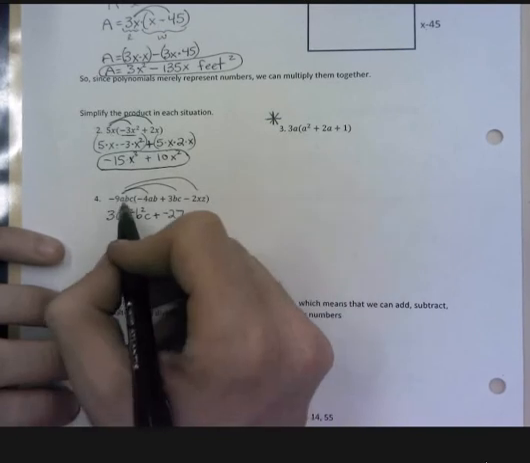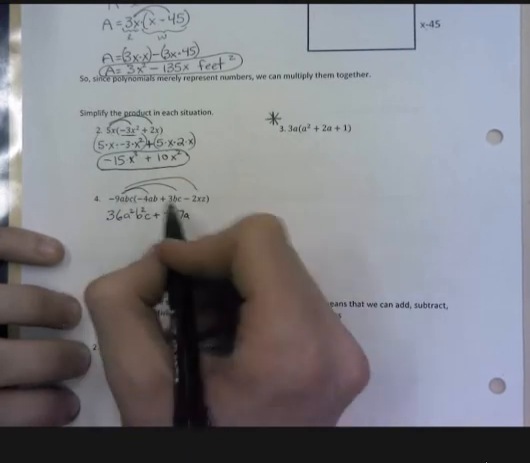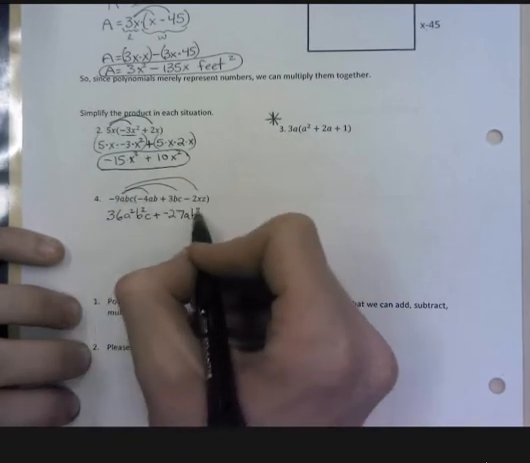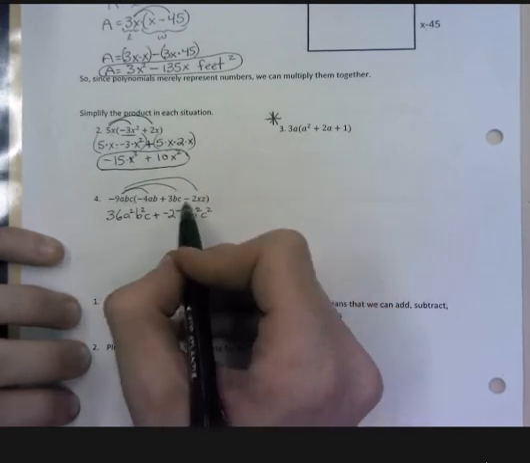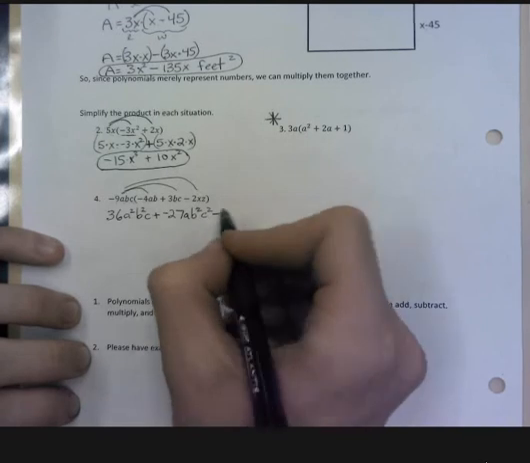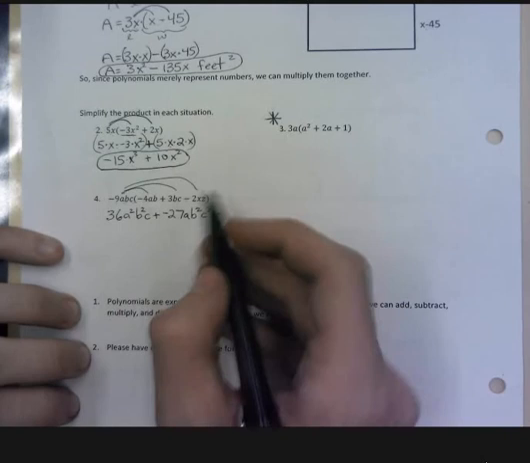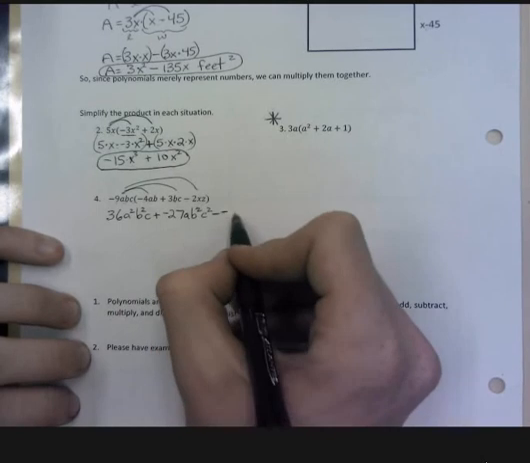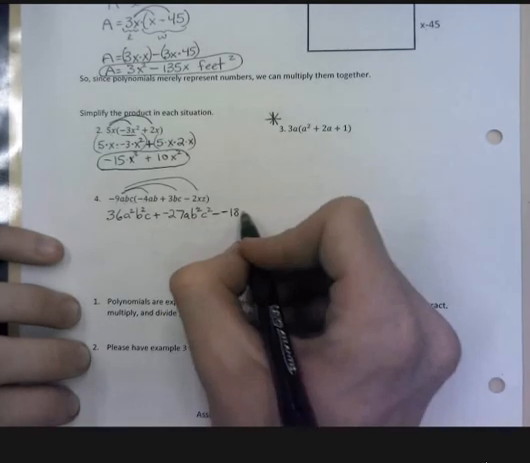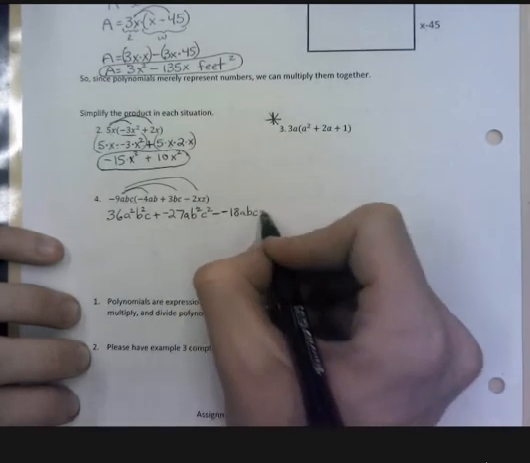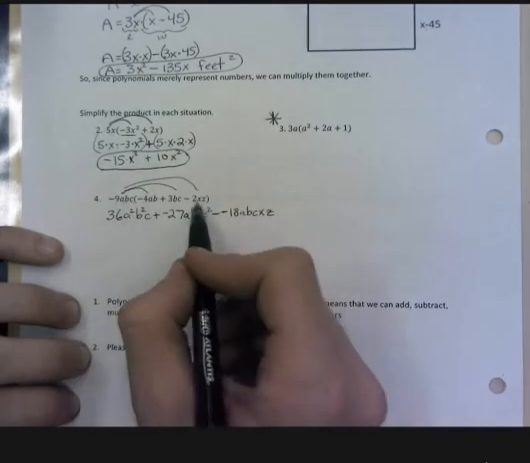a times, well, there's no other a's, so just one a. b times b means there's 2 b's. And c times c means there's 2 c's. What's the symbol? It's minus. Okay, -9 times 2 is -18. a, b, c, x, z, since there's only one of each of those variables.